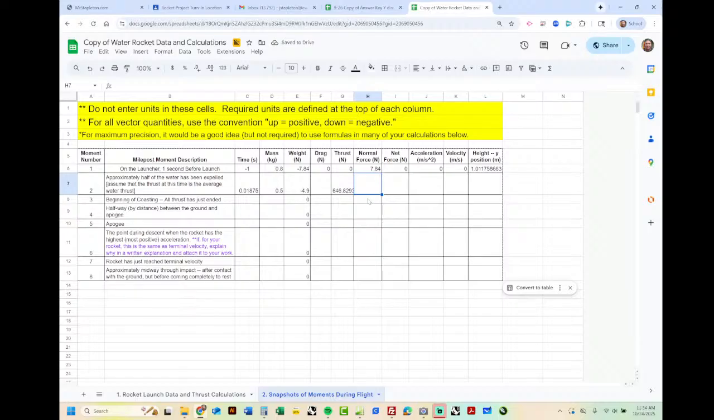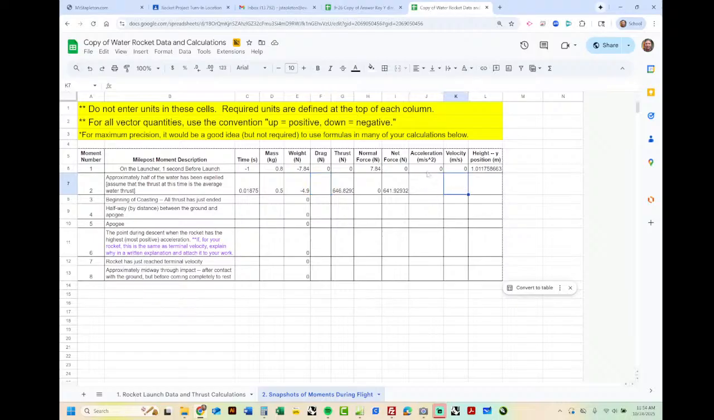And normal force, there isn't one because it's not touching the launcher anymore. And the net force, if I have these other forces, remember, I can just add these up: weight plus drag plus thrust plus normal force. And I get this, but I haven't put drag in. So I'll come back to drag. Maybe I should hold off on the net force. Just need to not forget that.